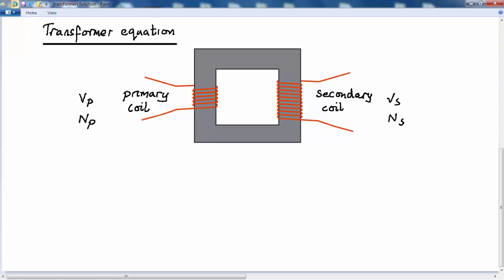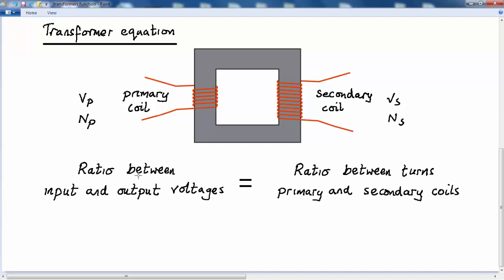Okay, what can we say then? Well, we can say that the ratio between the input and output voltages, that's to say Vp and Vs, is equal to the ratio between the number of turns in the primary coil to the secondary coil.